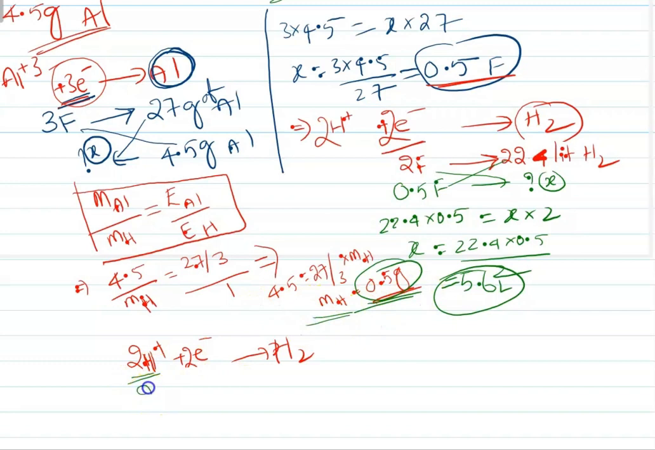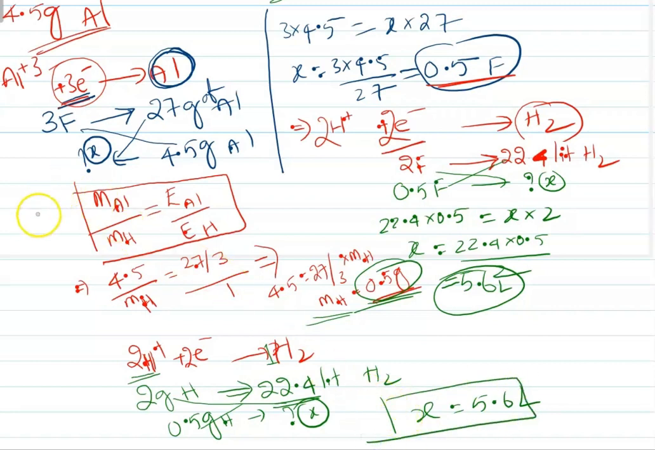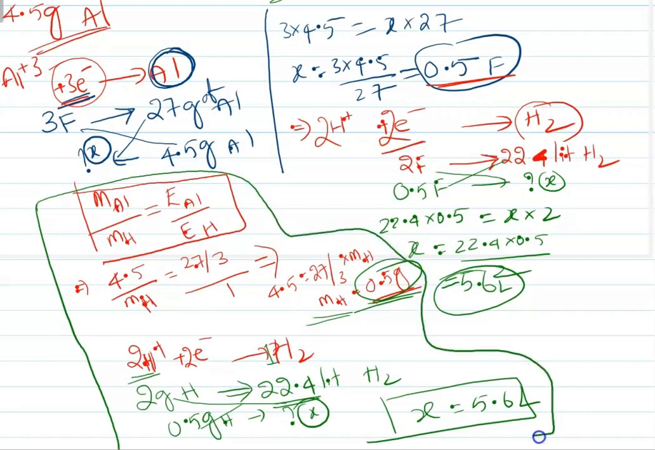2 grams of hydrogen forms 22.4 liters of hydrogen, right? Only one hydrogen is formed, that means 1 mole of hydrogen is nothing but 22.4 liters. Then how many liters will 0.5 grams of hydrogen form? Just crisscross and get the answer. You will get the answer again as 5.6 liters. So this is another way of doing it. Either you can do it by the traditional method, or you can do it using Faraday's second law of electrolysis. Any method is okay.